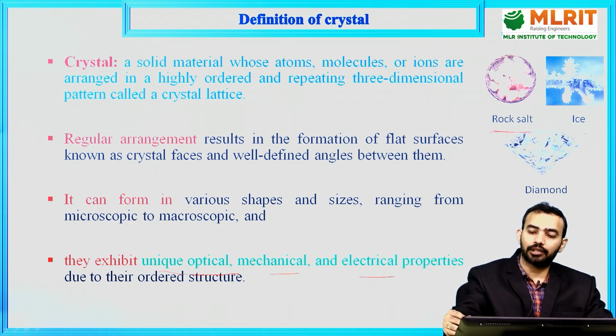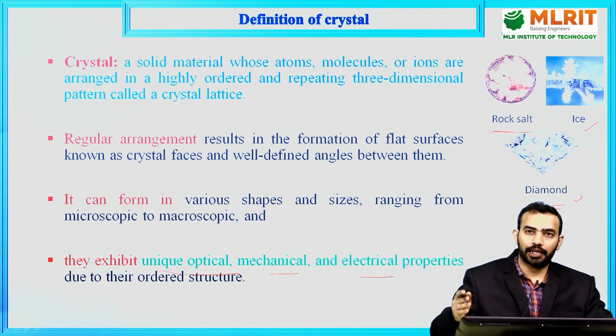Then we have ice, water in the solid form. Usually it forms in a hexagonal pattern. Then we have the diamond. In diamond, we all know the arrangement of carbon atoms is in a tetrahedral structure. So these are some examples of crystals, which have a highly ordered arrangement of atoms.